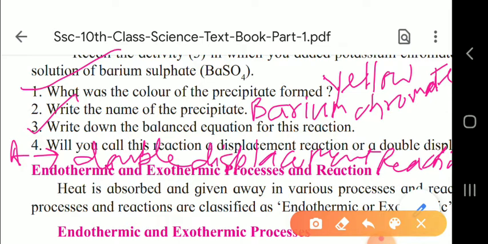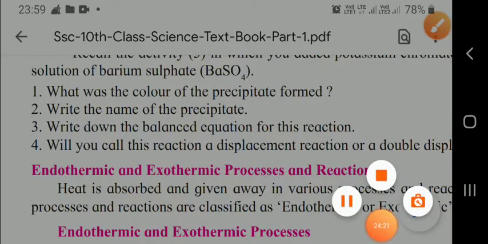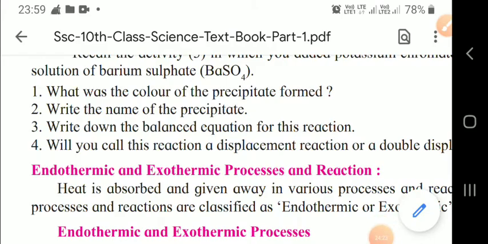So I hope that all these types of reactions will be clear to you, children. Learn this nicely, and here I am ending my lecture. Next time we'll start with the endothermic and exothermic process and reaction.